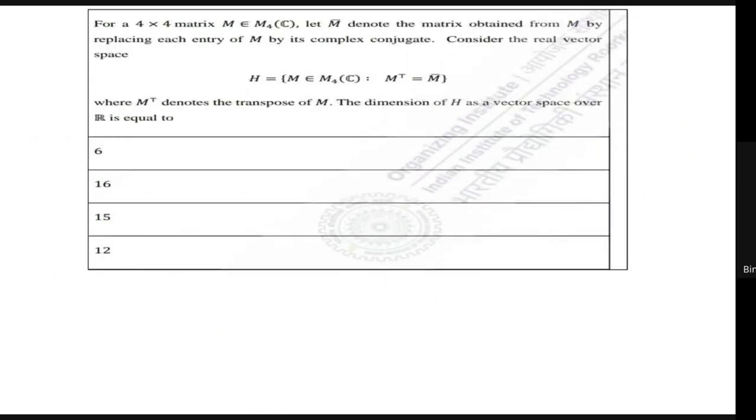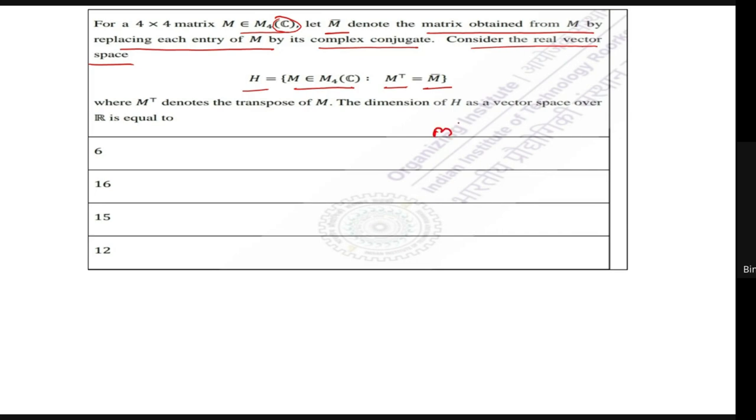The next question is, for a 4×4 matrix M belonging to M4(C), that is the 4×4 matrices whose entries are coming from the complex set, and M complement denotes the matrix obtained from M by replacing each entry of M by its complex conjugate. Okay. Consider the real space H, M belongs to M4(C) such that M transpose equals M conjugate.